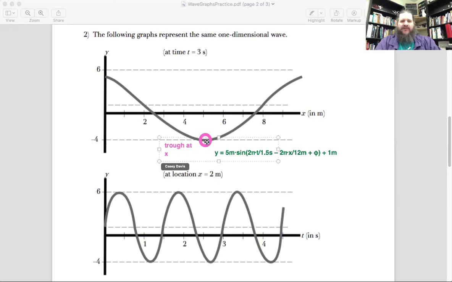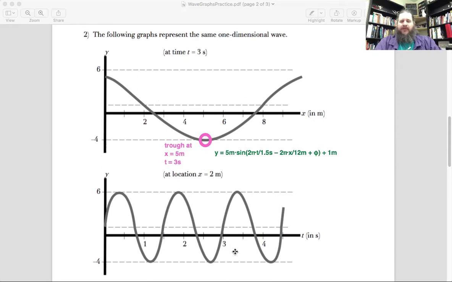Like here, this trough is definitely at x equals 5 meters, I should say. And also what t value, because we have to have a value for x and a value for t. This is at x equals 5, but what's the t value for this point on the graph? Yeah, this whole graph is time equals 3 seconds. So x equals 5 meters, because that's the point on the graph, t equals 3 seconds for this entire graph.